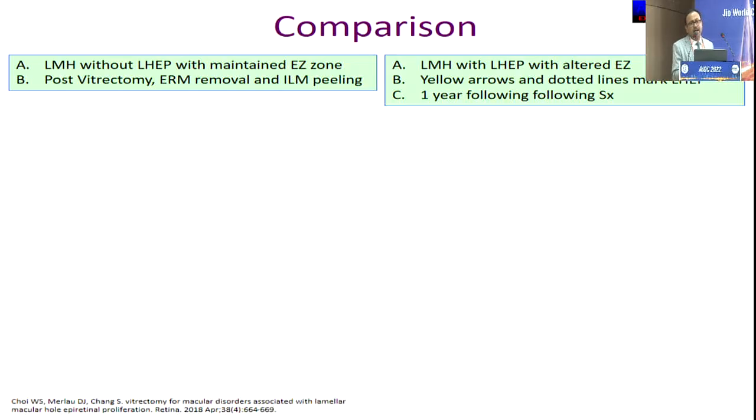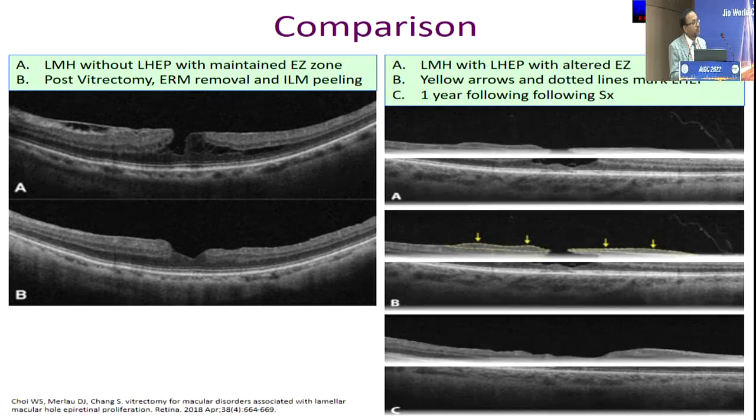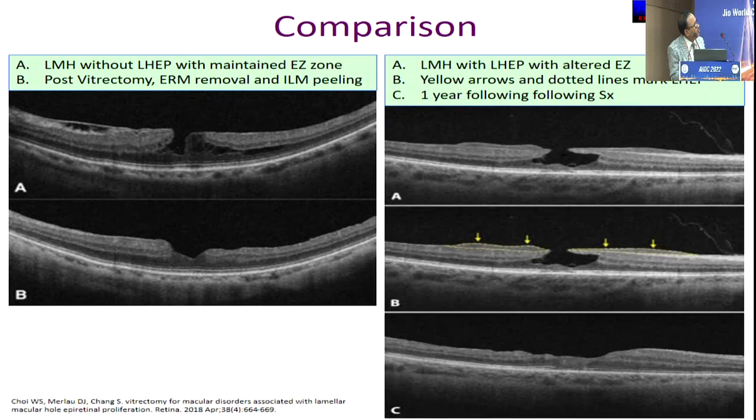Full gas. And these are the comparisons where you see LMH without LHEP with maintained ellipsoid zone, post vitrectomy, where ERM removal and ILM peeling is done. In this patient, you can see there is no photoreceptor defect. This is a typical tractional ERM, compared to the right side, where you can see a lamellar hole epiretinal proliferation, with significant photoreceptor and inner retinal defects. And even after 1 year following surgery, the visual acuity was not significantly improved compared to a normal ERM.